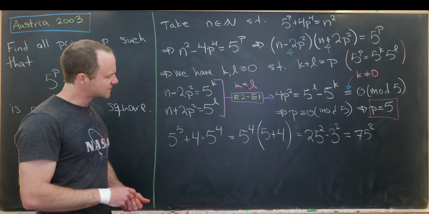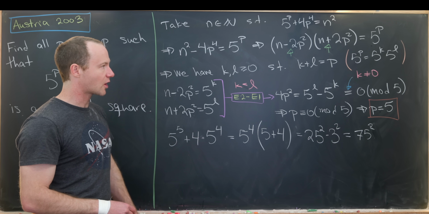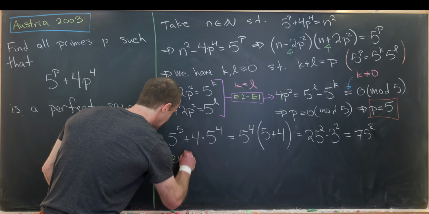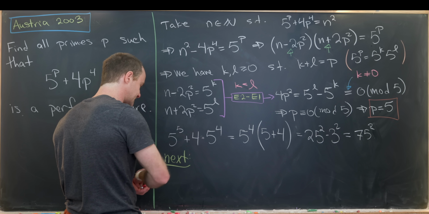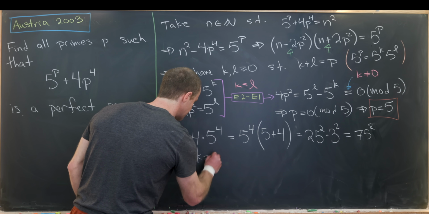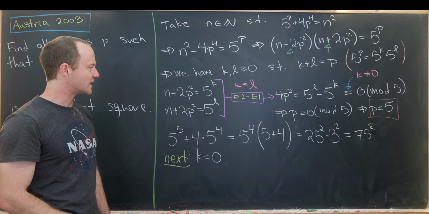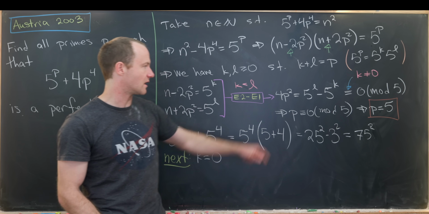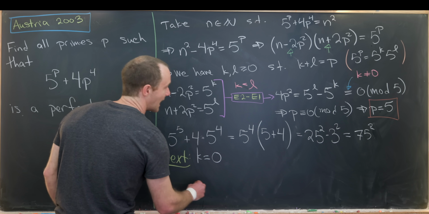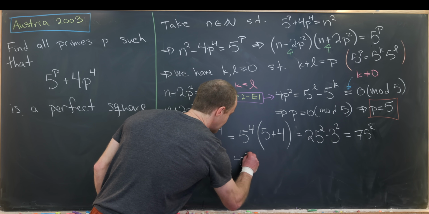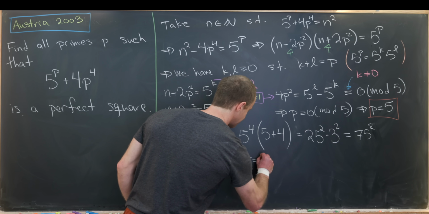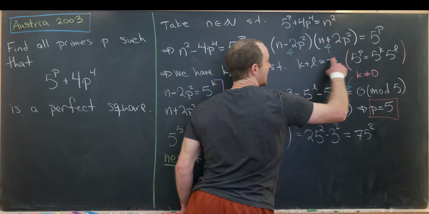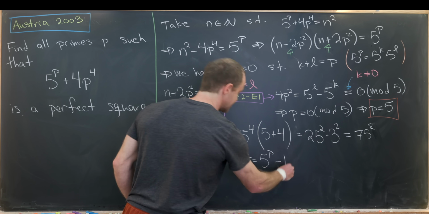Okay, nice. So, I mean, we've got a little bit of room left, but not quite enough to finish this thing off. So I'll just put here that next we'll look at the case when k is equal to 0. Let's see what setup that gives us. So if k is equal to 0, let's hone in on this equation. We have 4p squared equals 5 to the l, but that's got to be 5 to the p, given that k plus l equals p minus 1.